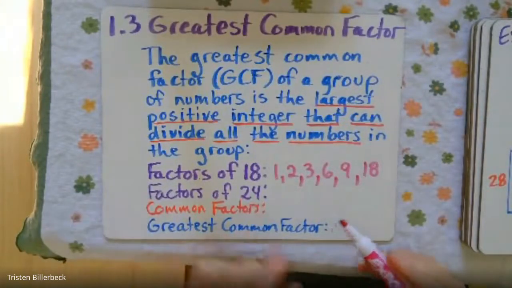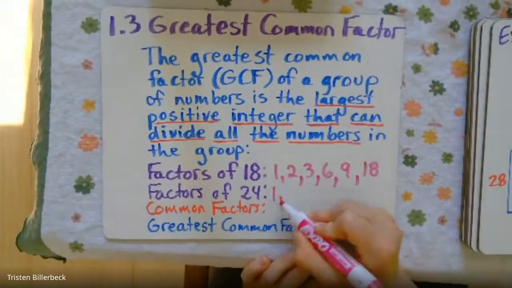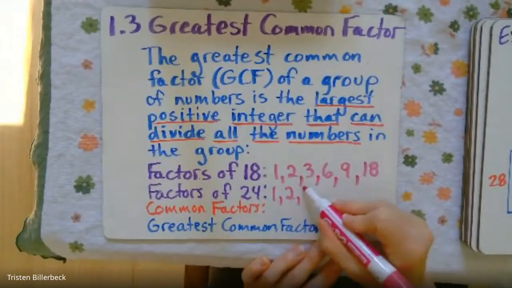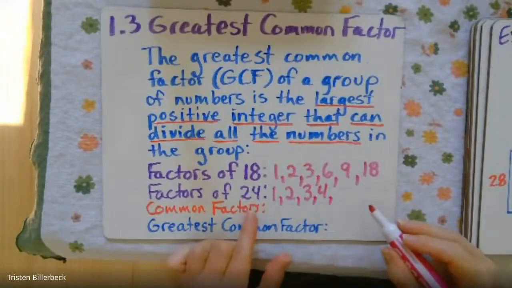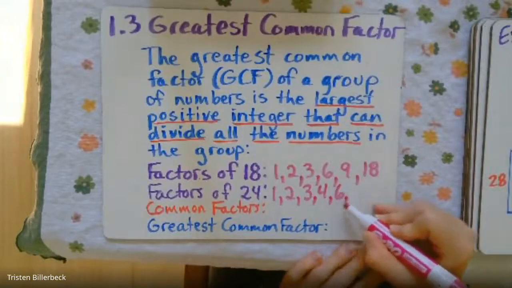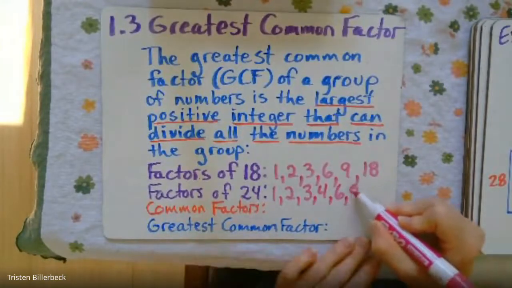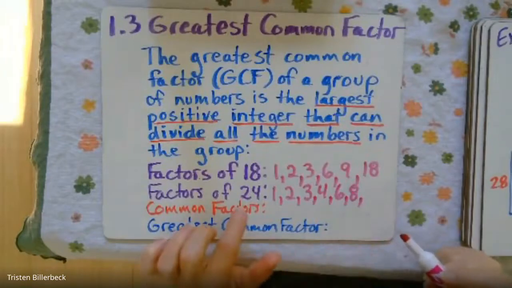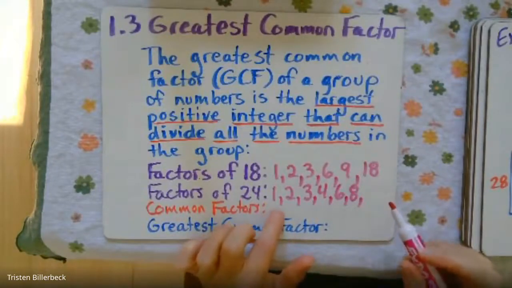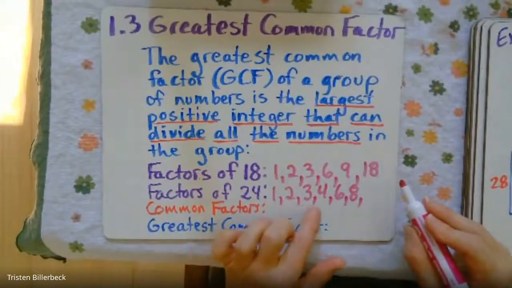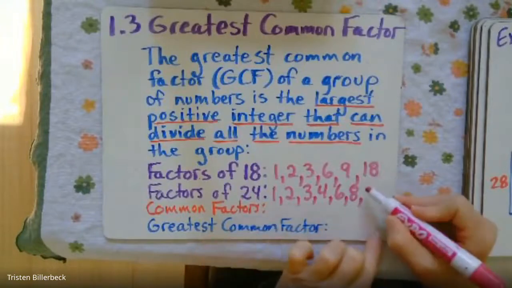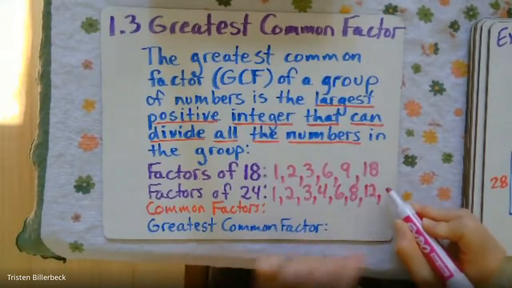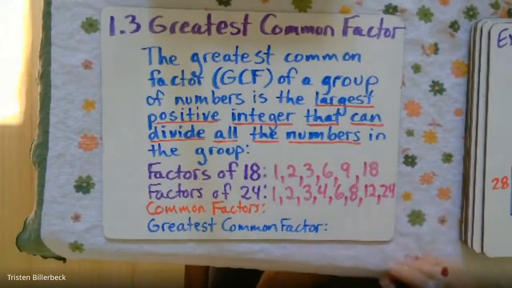So let's look at the factors of 24. So we have 1, 2 also goes into 24, 3 goes into 24, 4 goes into 24, 5 does not, but 6 does, 7 does not, but 8 does. So 4 times 6 is 24, 3 times 8 is 24, 2 times 12 is 24, and 1 times 24 is 24. So we have the factors of 24.